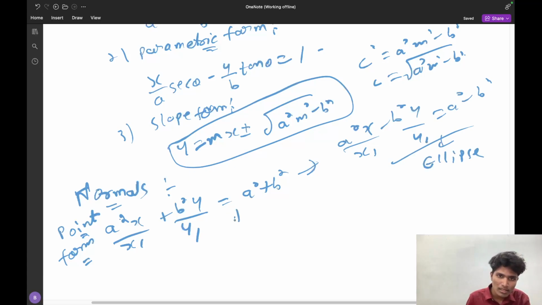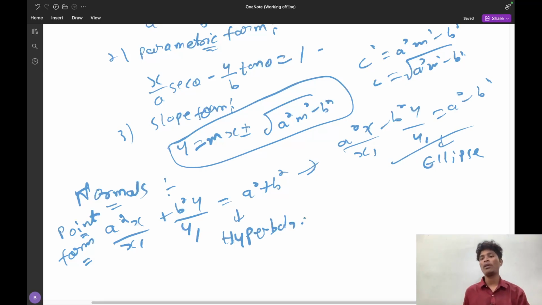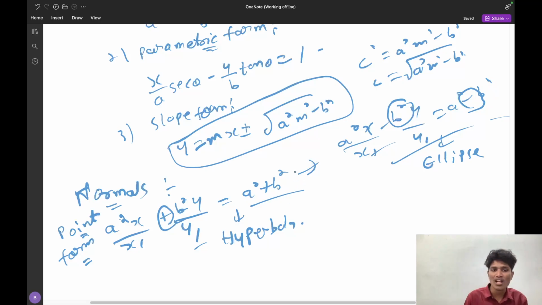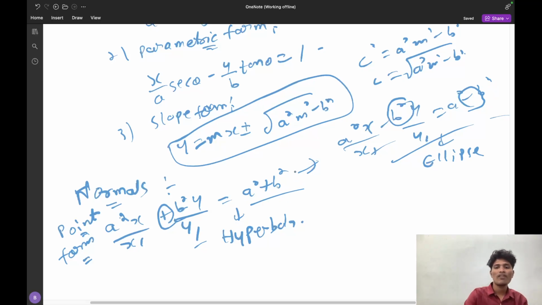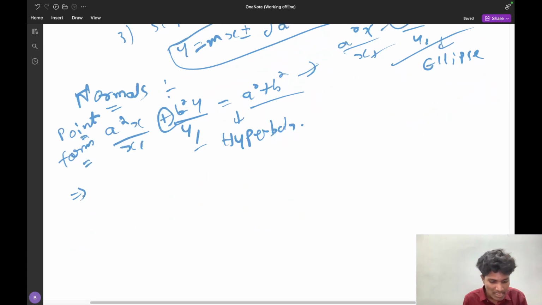This one is for hyperbola. You can compare both. Why did I discuss it in only one video? Because you can compare the equations. In the place of b square, if I substitute minus b square, then it becomes the equation of the other conic. Here, if I substitute b square as minus b square, I will get a square plus b square, which is the equation of normal in the point form for hyperbola. This is the point form.